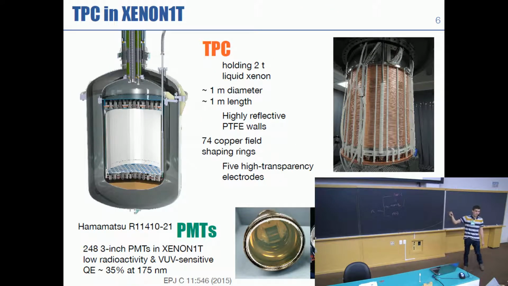Here are some photos of XENON1T itself, the same sort of thing you saw for DarkSide on the outside. And this is our photomultiplier tubes from the inside. So it's a much bigger version of DarkSide. We have 127 of these PMTs on the bottom and 121 on the top. On the left here, you see this idea of our TPC. Basically, we have at the top and bottom these photomultiplier tubes to collect the light signals, and everything around the outside is covered in PTFE, which reflects the xenon scintillation light very well.